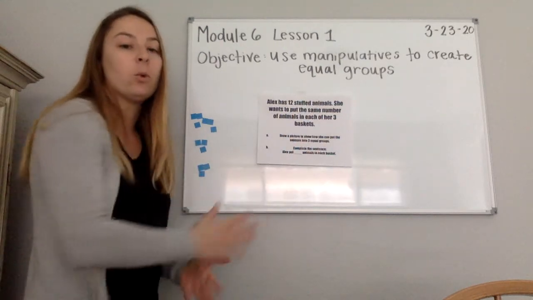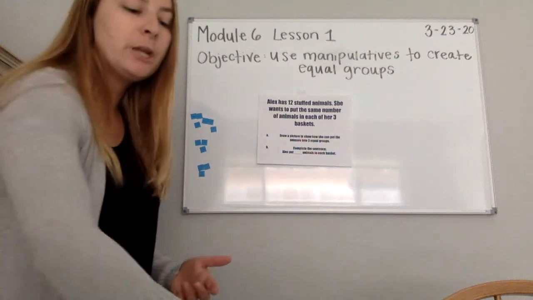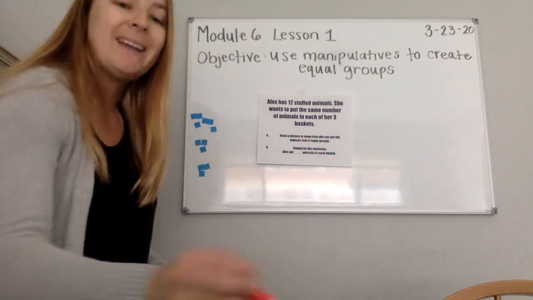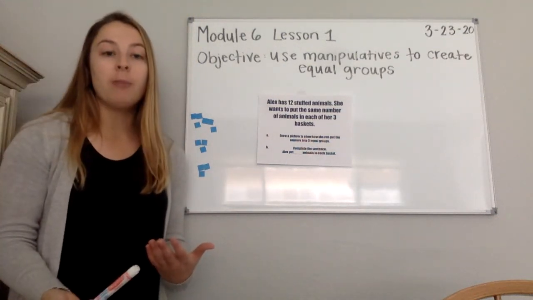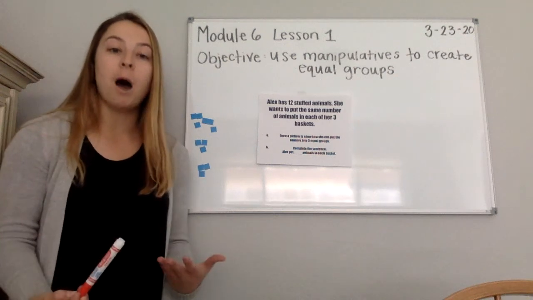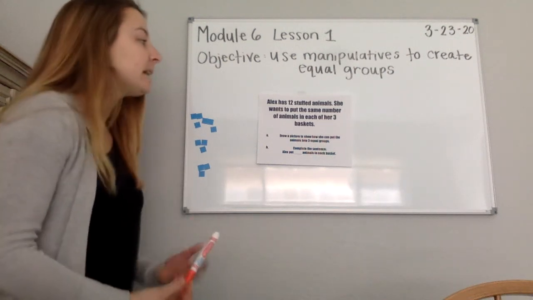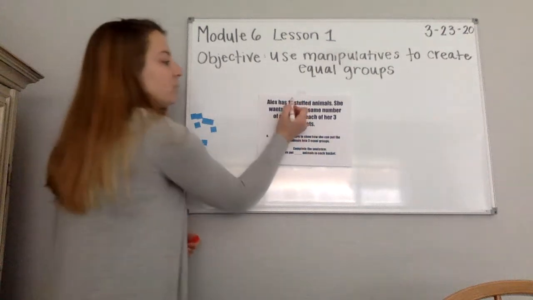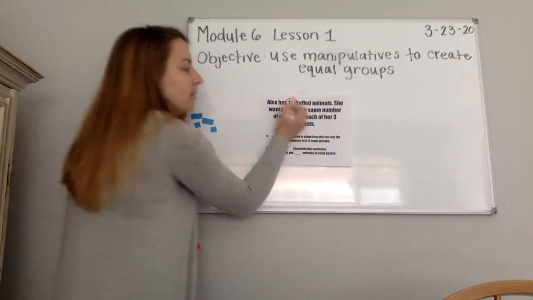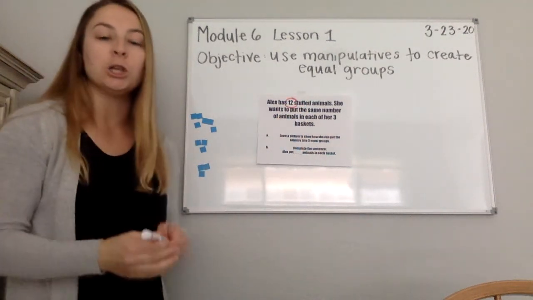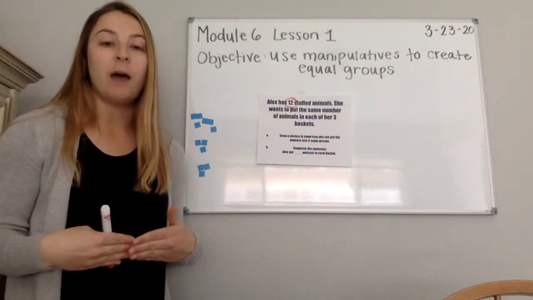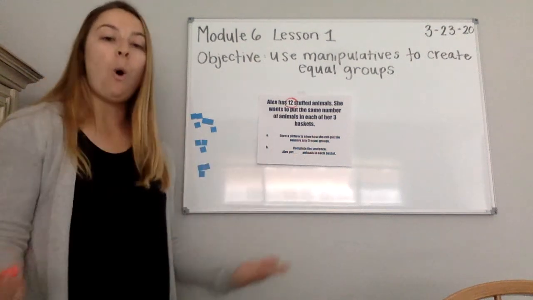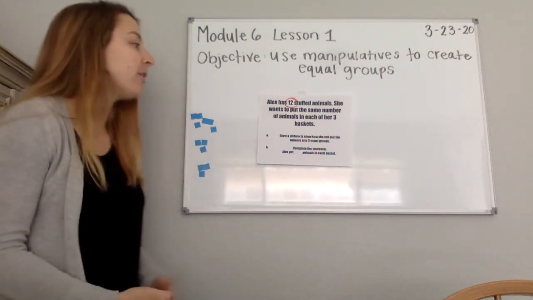We just read the word problem, and now what we are going to do is find any information in this word problem that's going to help us solve it, and I'll model this for you. Some things that stood out to me was that Alex has 12 stuffed animals. I'm going to give that a circle because I don't want to lose that as I'm moving through that word problem. 12 is her whole. It's how many she has all together.